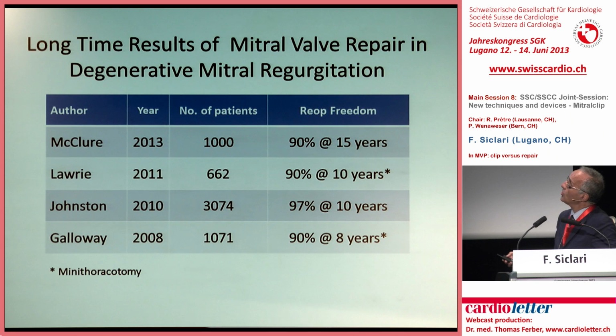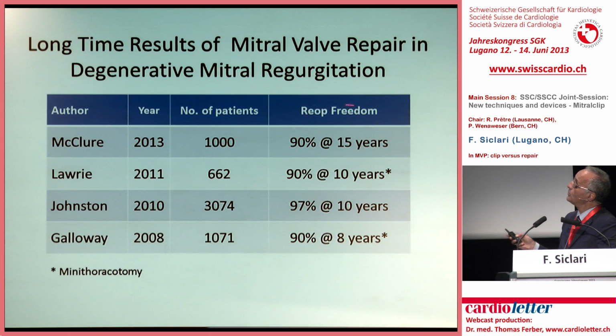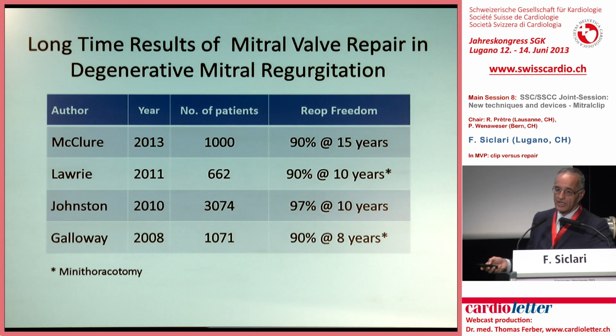If we look at the long time frame, we see that these results are also very good. We have up to 90% reoperation freedom at 15 years in a recent series of McLeod, but we also have 90% in 10 years, 97%, and so on. And some of these results have been achieved with mini thoracotomy, so I think that the surgical technique also improved consistently.